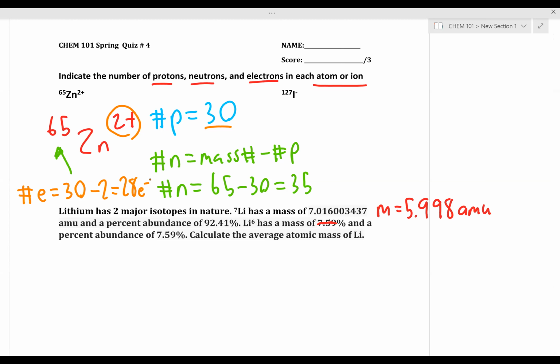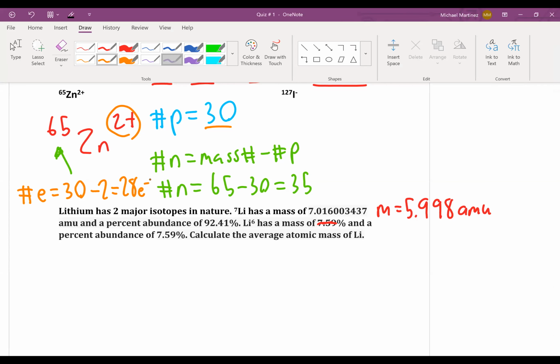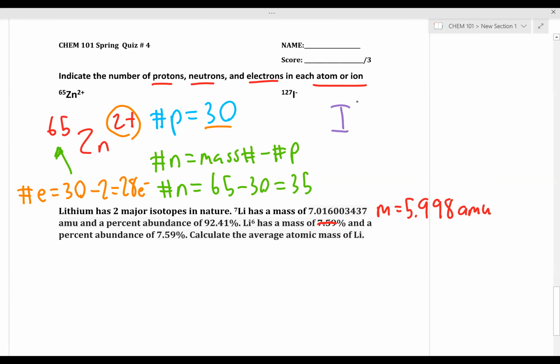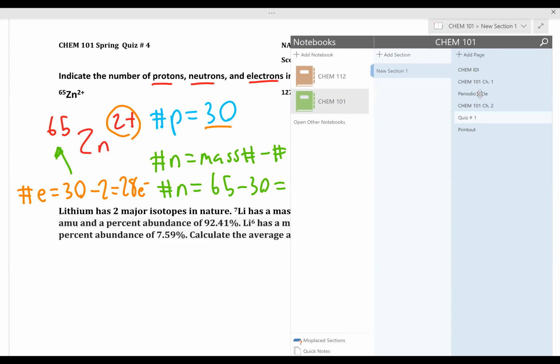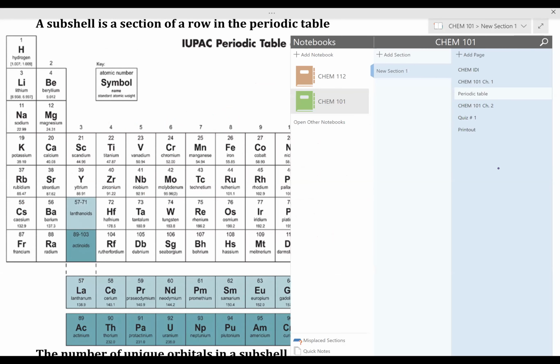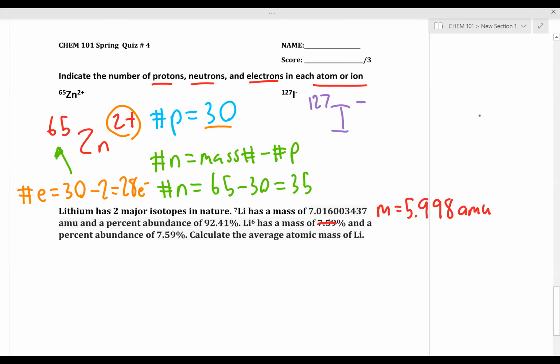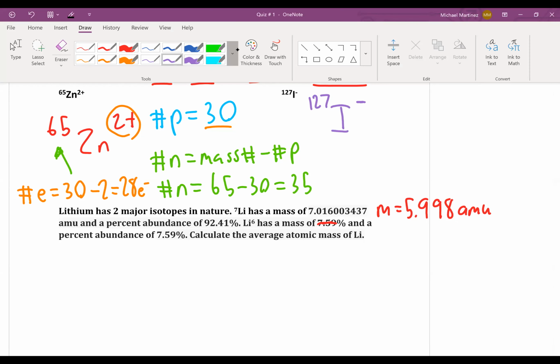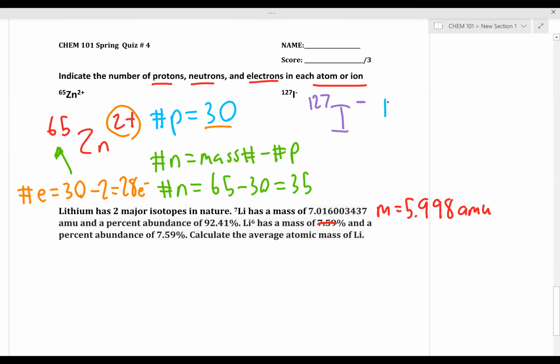Okay, so let's now tackle this iodine isotope. So in this case, let's switch to a new pen color. We're dealing with iodine 127 minus. So just like with zinc, we're going to go to the periodic table. So for iodine, what is iodine's atomic number? 53. So how many protons does iodine have? 53. So let's write that down. Our number of protons is equal to 53.